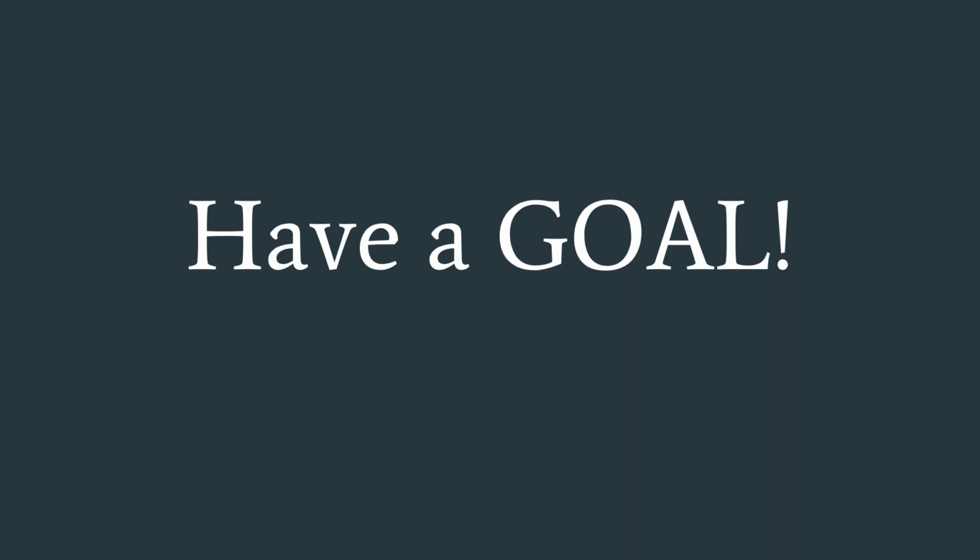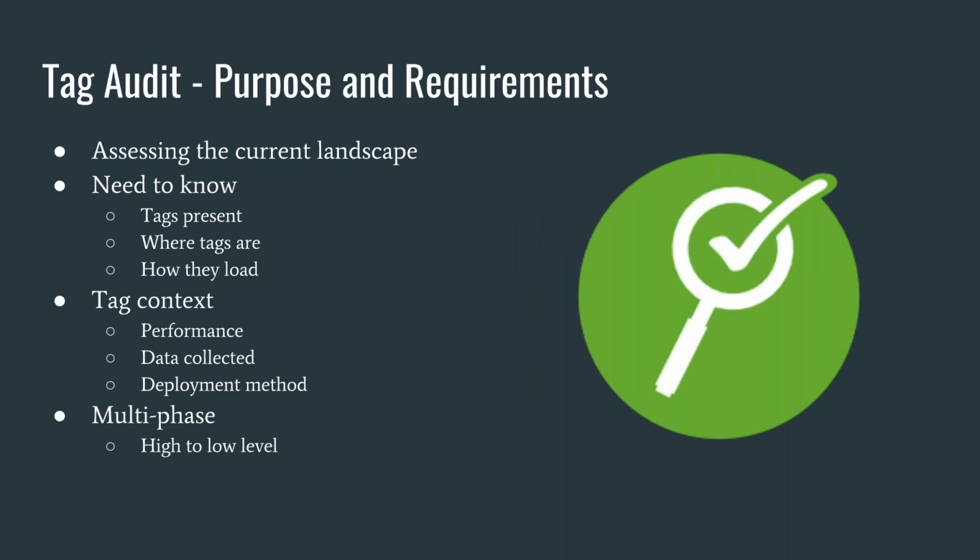So we need to know the goal. Why are we collecting this information? Why are we auditing? What is it that we need to understand? And then we can take a deep dive into the specifics around that end goal. So with the tag audit, the purpose and our requirements of the audit. Number one, like I mentioned, assessing the current landscape. Things that we need to know and need to have as an outcome of this audit.